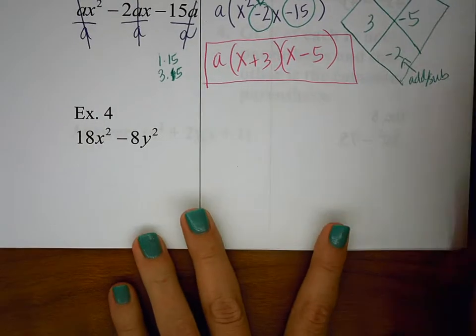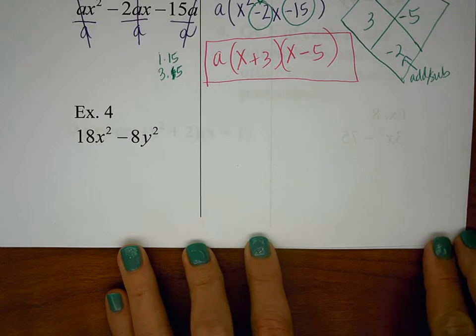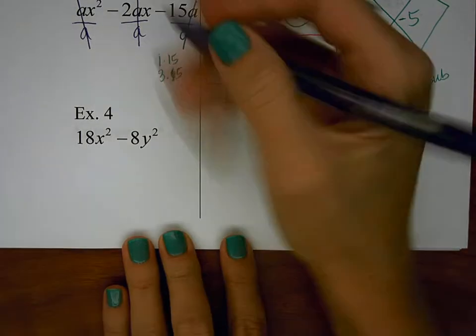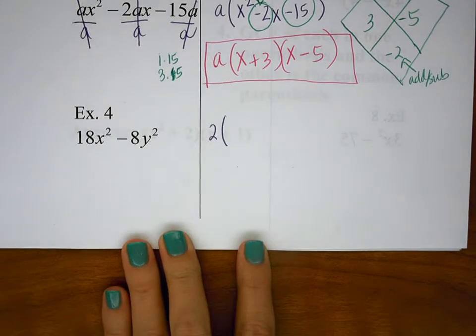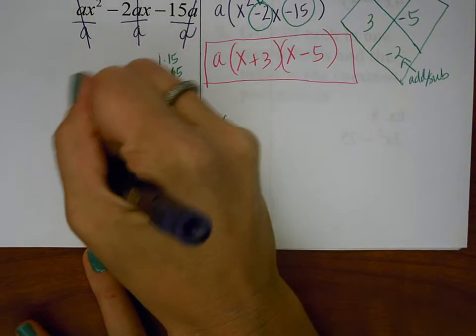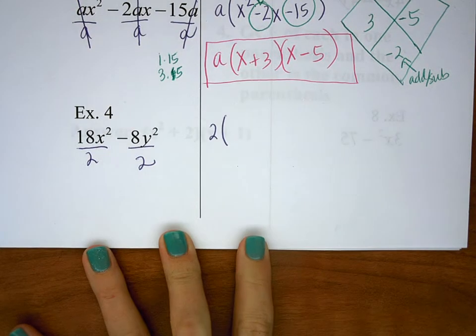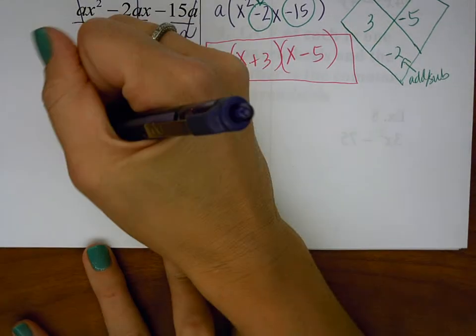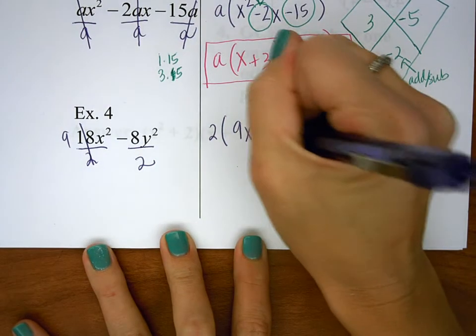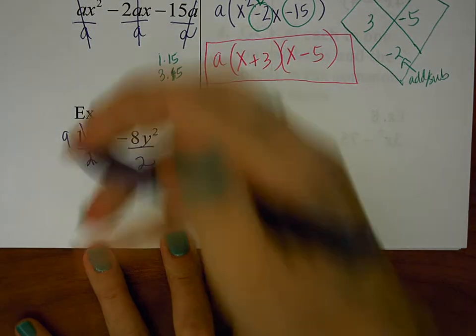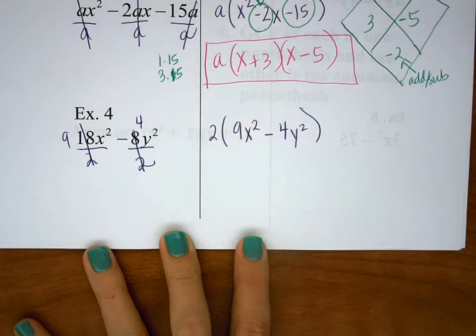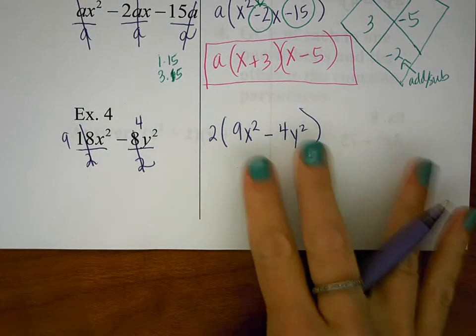What do we always check for first? GCF, and we have one. Good. 2 is my GCF. Okay, so we are going to write a 2 and make our parentheses. Then we go to our original problem and we're dividing by 2. 18 divided by 2 reduces to what? Very good. 9x squared. Then I have a minus sign, and 8 divided by 2 reduces to, very good, 4y squared. Okay, and then we check, can this be factored further?